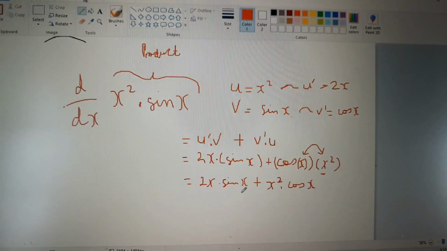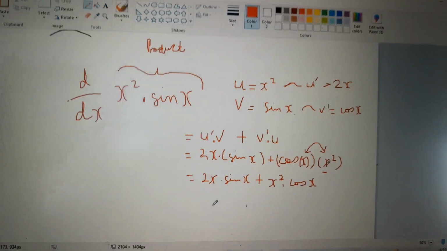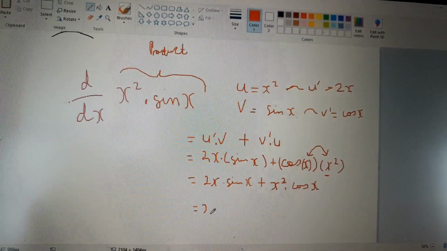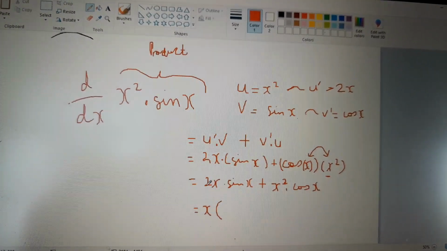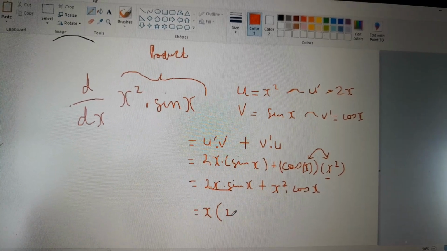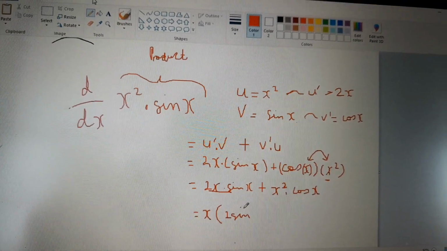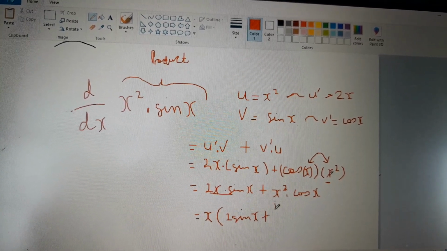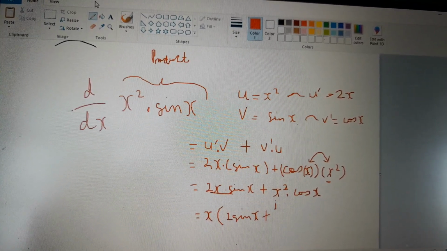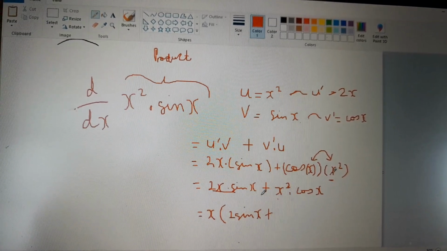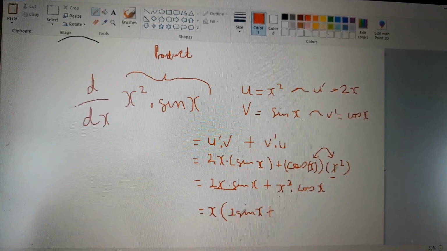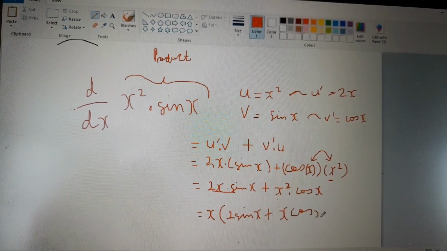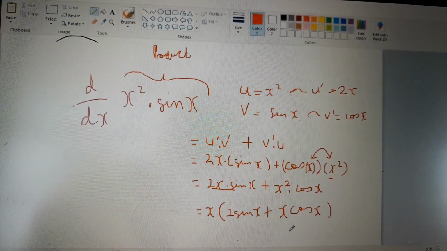So basically, this is our answer. We can factorize out x if we want, but it won't really make a big difference. So if I take out x, I'll be left with 2 sine x here. And if I take out x from here, I'll be left with x cos x. So this is 2 sine x, and this is x cos x. Right? So basically, this is our answer.